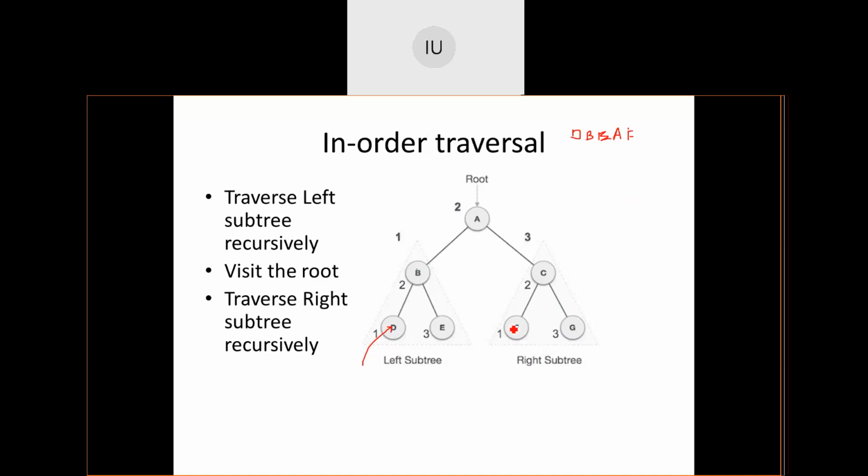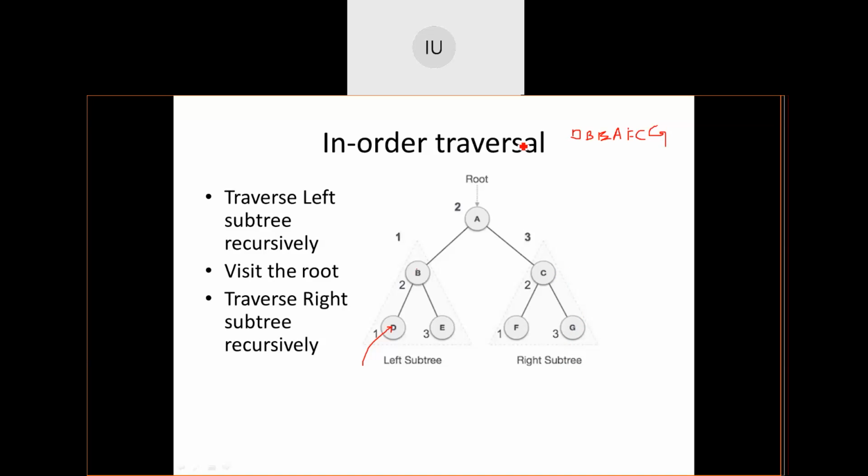Now C being the root, its left subtree is traversed, so it prints itself. Then it goes on to the right side. G's left is null, so G gets printed. Then G's right is also null, so it returns back to C. Then C returns back to A, returns back to main. So D, B, E, A, F, C, G is the in-order.